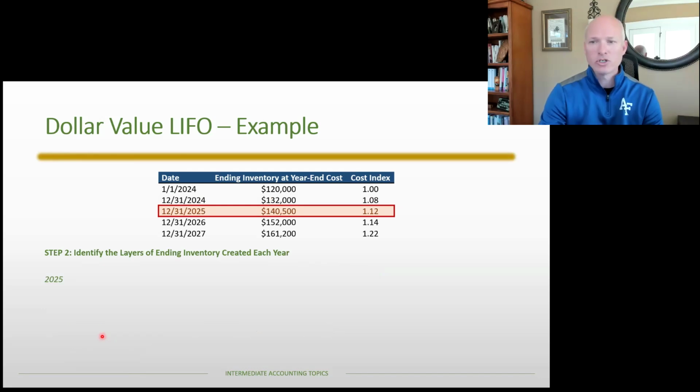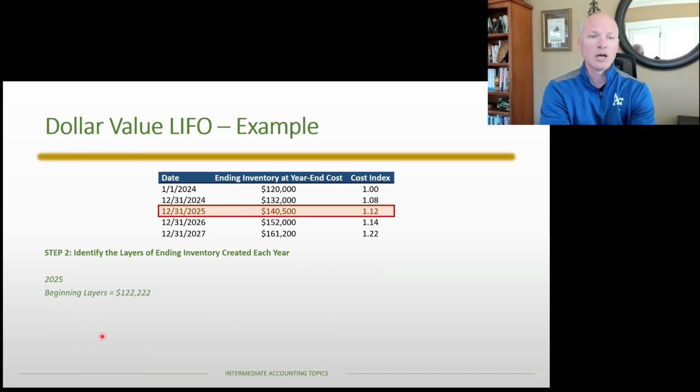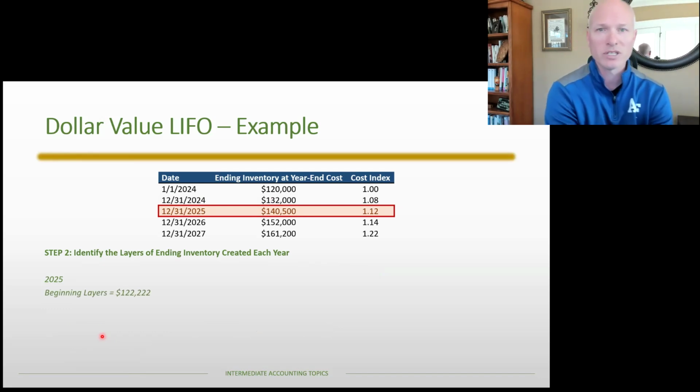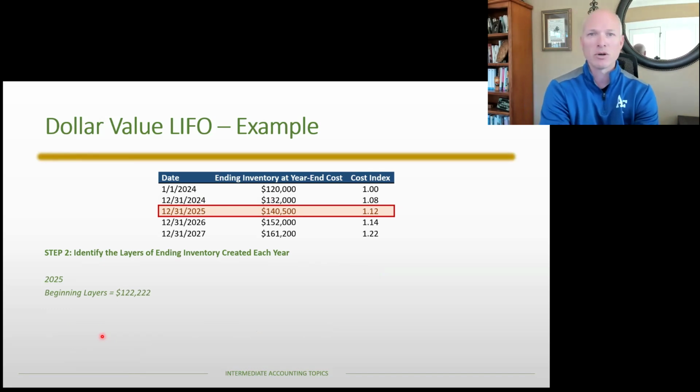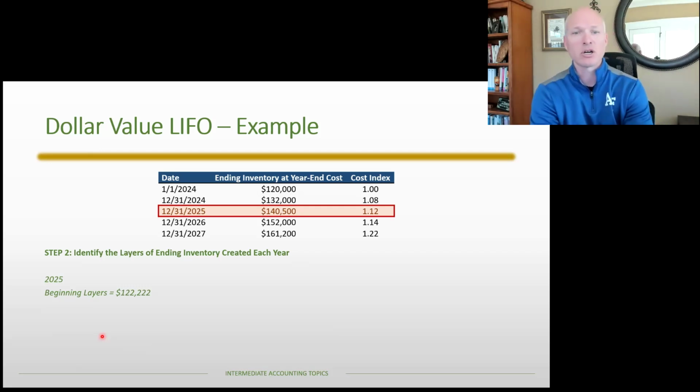All right, so I want you to try to do 2025. And all I want you to do for 2025 is to figure out what is the amount of the increase in quantity. What's the increase in quantity amount? Our beginning layer is $122,222. That's the beginning layer in base year cost. So I'm going to give you a minute or maybe 2 minutes to calculate the increase that we can attribute to quantity. And again, this is going to be stated in base year cost. Is there a new layer? If there is a new layer, what is that layer in terms of quantity in base year costs? All right, I'm going to give you a minute.